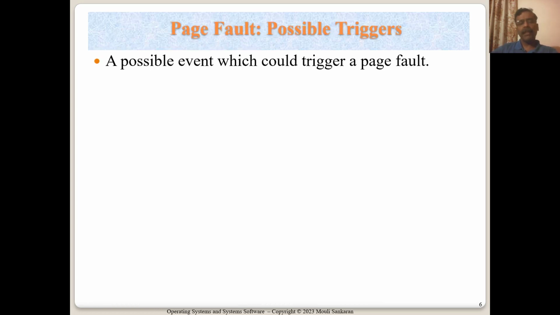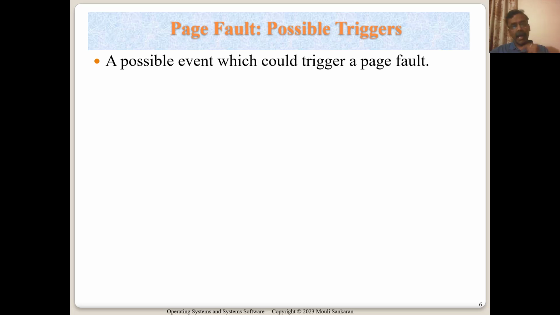So what is a page fault? I said that when you are executing a program, based on the need of the program, the particular page is brought. That's what is called demand paging. Now, when is the page fault generated? The page fault is generated when the particular page is not present and the program wants it.